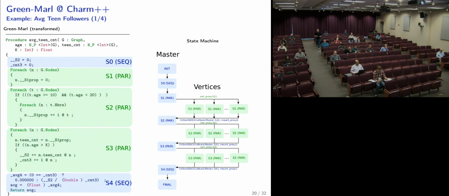Each state can be of two types, sequential and parallel. Parallel states are executed in the vertices as well, while sequential states are executed only in the master. The synchronization between steps is done by using the termination detection mechanism.